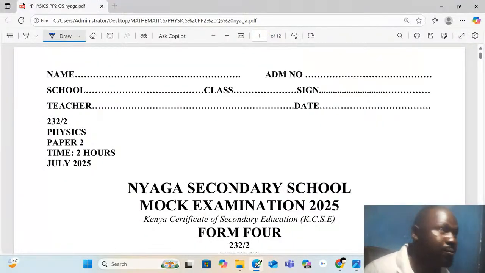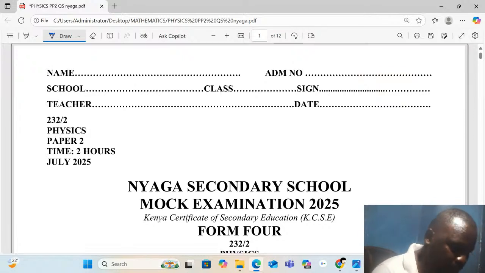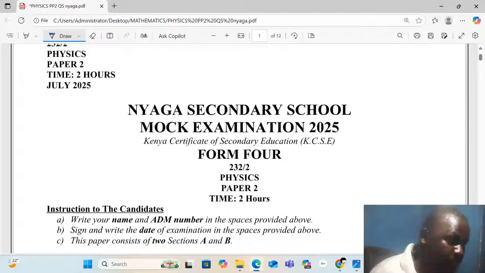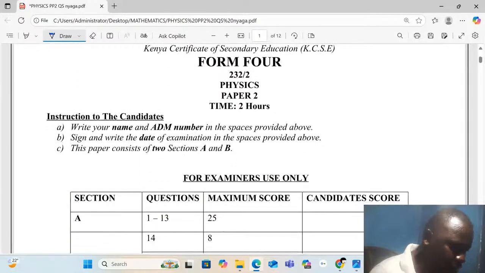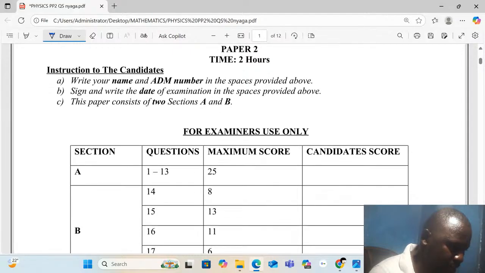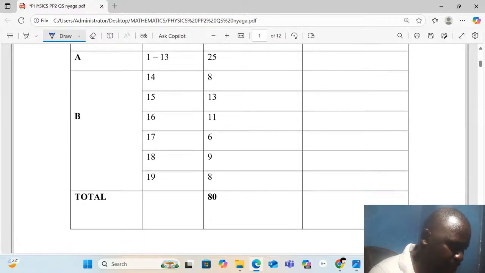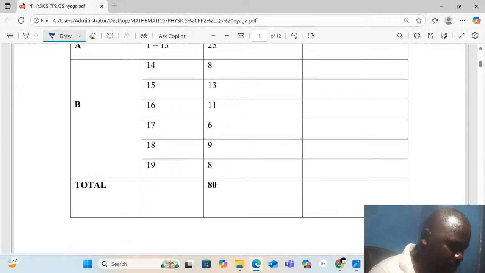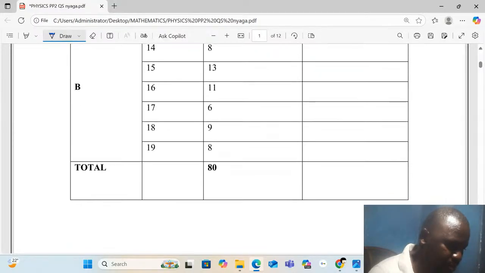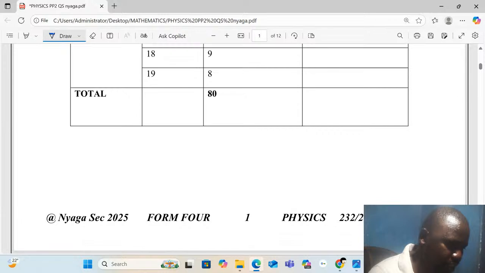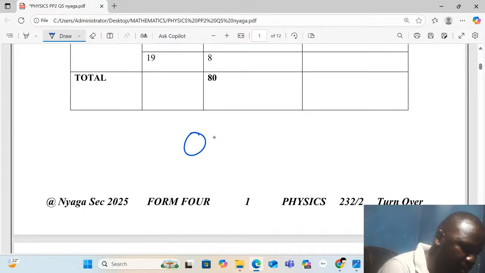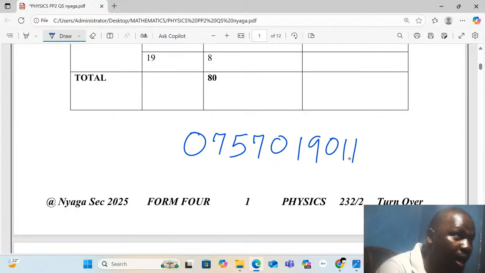So here is now the paper, our physics paper 2. You go straight to question 1 in section A, which comprises 25 marks. We have section B, which has several questions totaling 55, for a total of 80 marks.